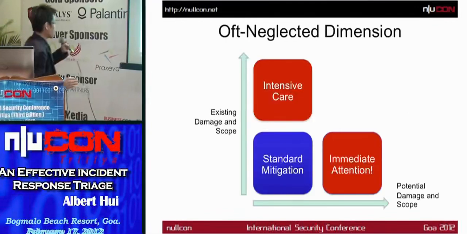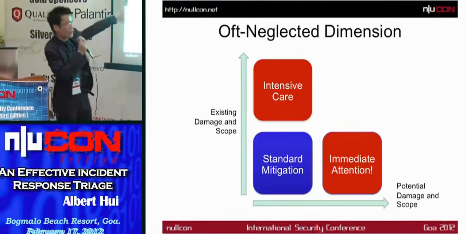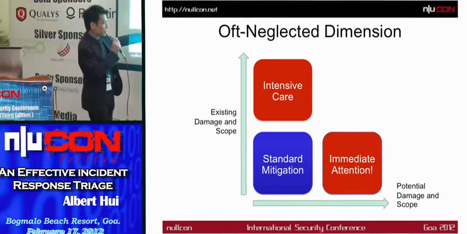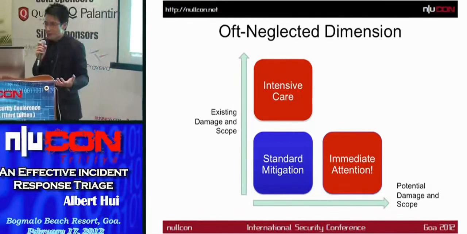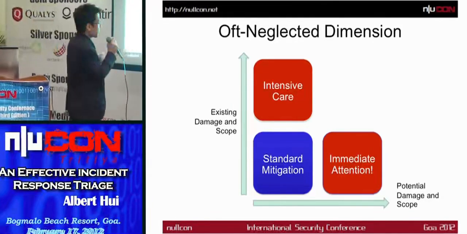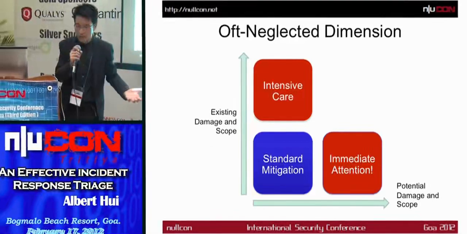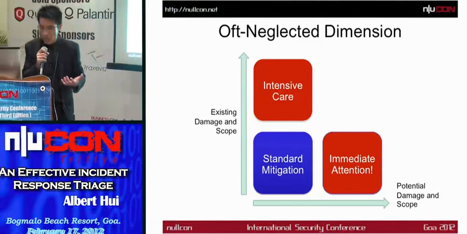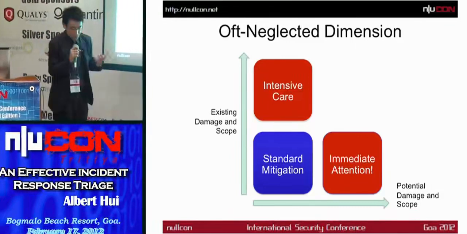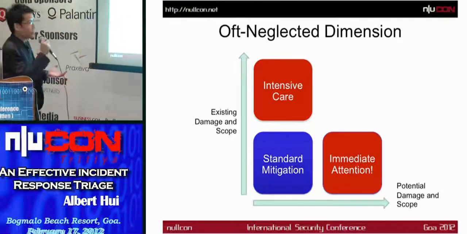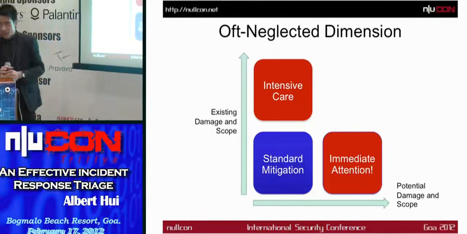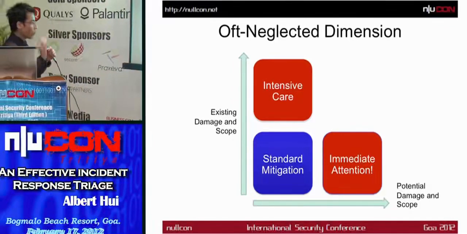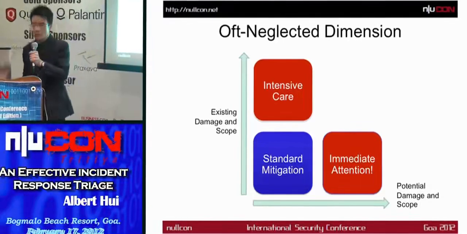Now, in a traditional setting, the threat is usually considered via a linear scale. You have smaller threats that warrant standard mitigation, and there are serious threats, typically threats that you have not seen before. Like if you have a whole bunch of machines that get infected, and even though you review all these systems, the same malware keeps popping up. If you have a scenario like this that you have not seen before, you will be tempted to put in intensive care in those cases. And a fourth, neglected dimension is that there are also other situations where the potential for more damage and more scope is possible.